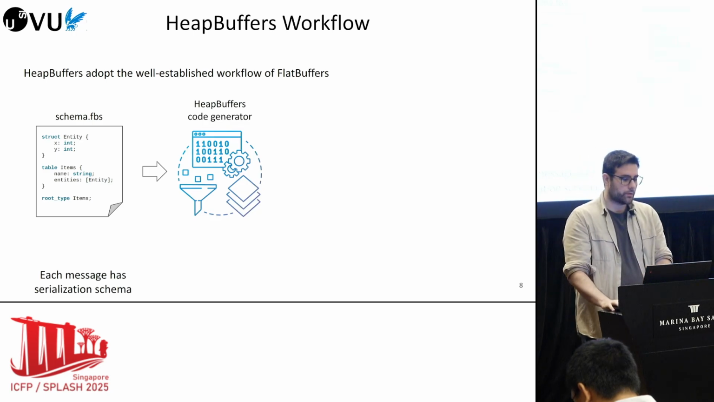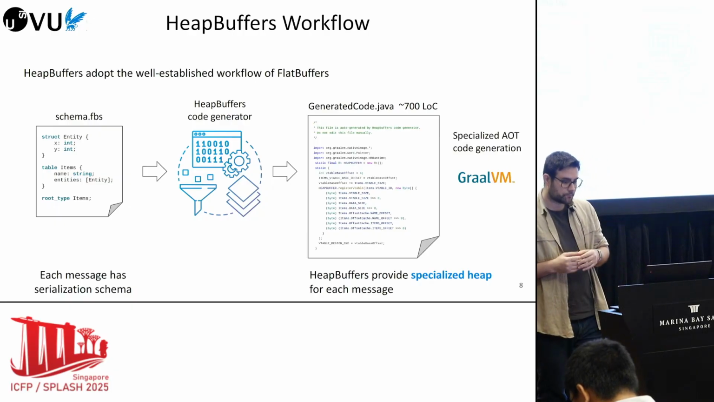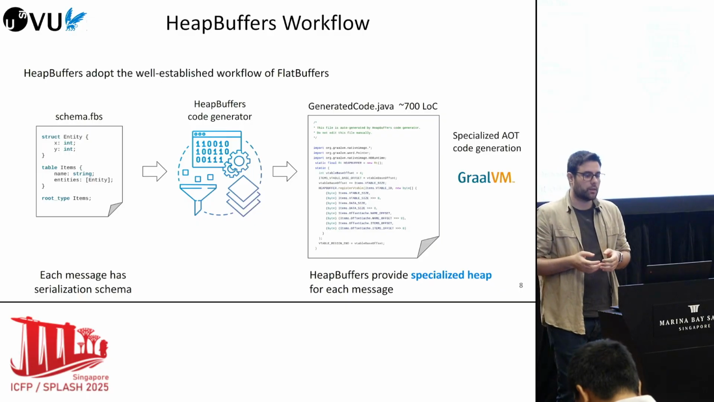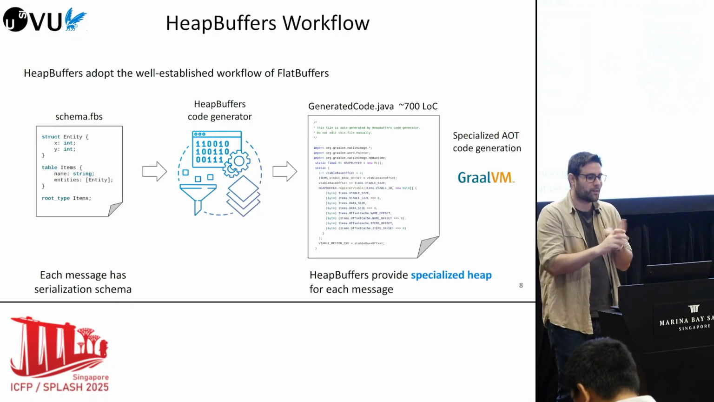This is fed into the HeapBuffers code generator that will then generate specialized Java code specifically optimized for this message in particular. So the most important thing here is that since we know ahead of time what the objects are, what their relationships are, what their types are, we can actually generate very optimized code.